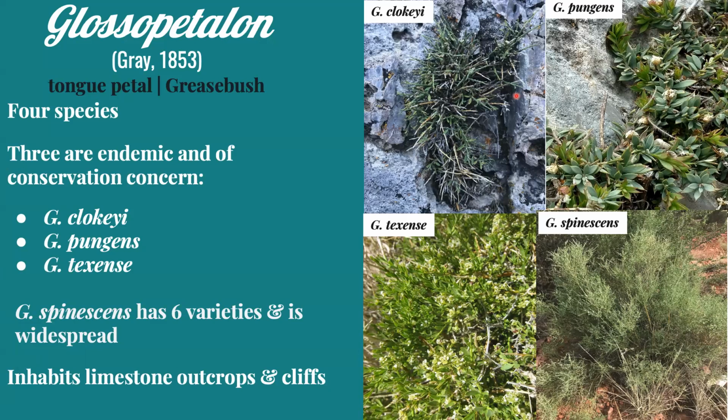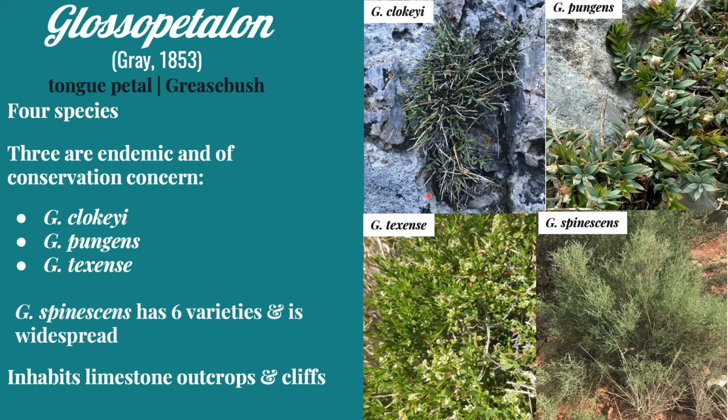And when I came into doing this work, there were 4 species in this genus. A genus is just that grouping of species. And 3 of those were endemic. So they were found in a very small restricted area and nowhere else on Earth, and were of conservation concern. And so those are listed for you here.